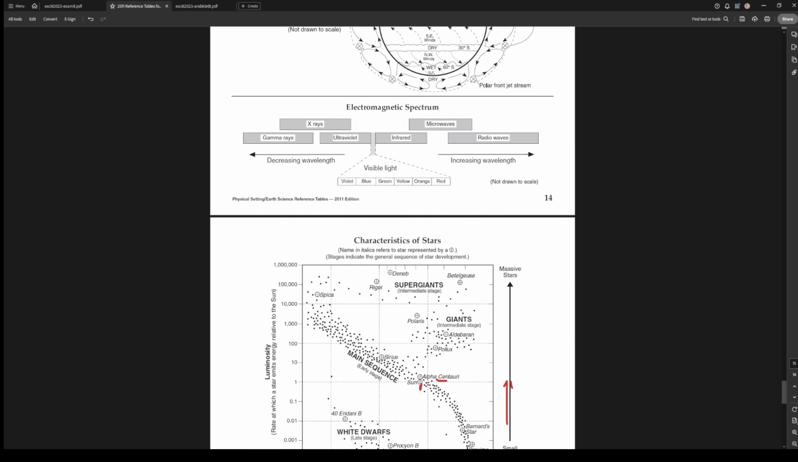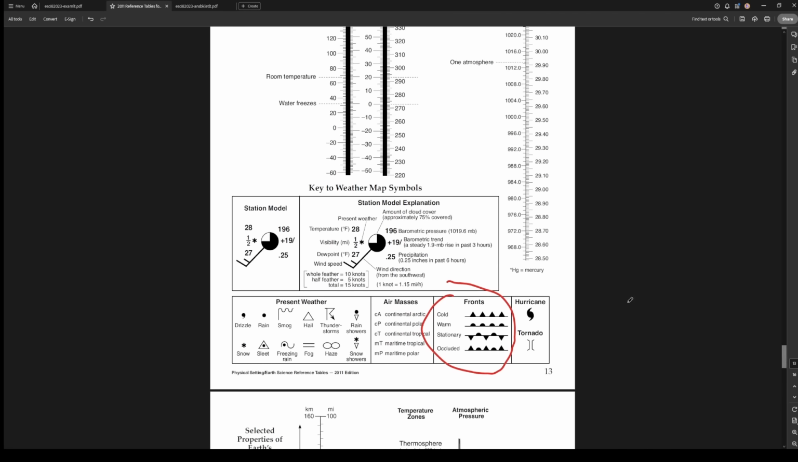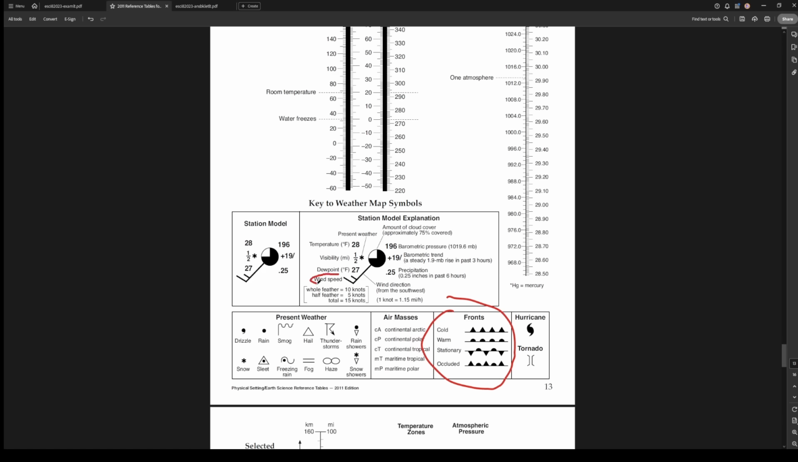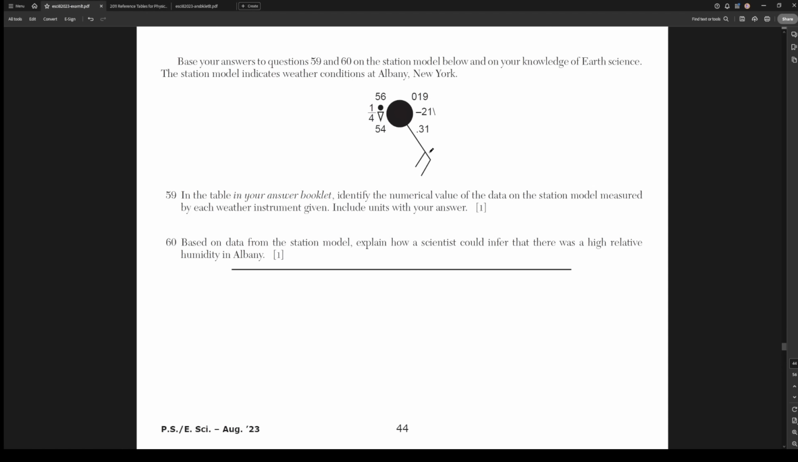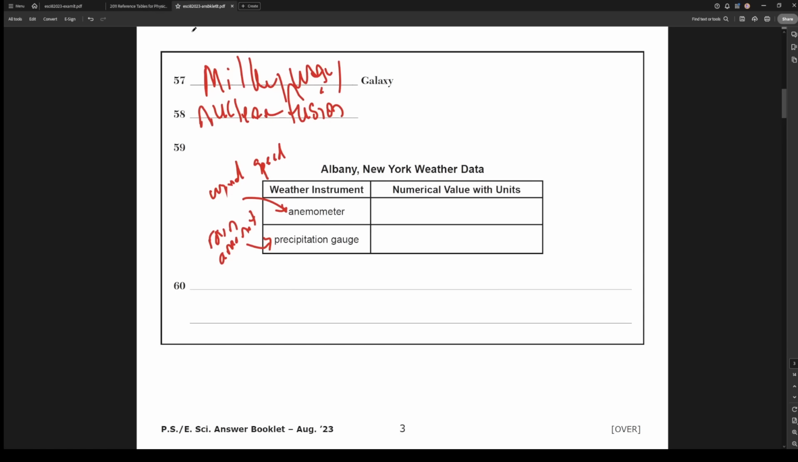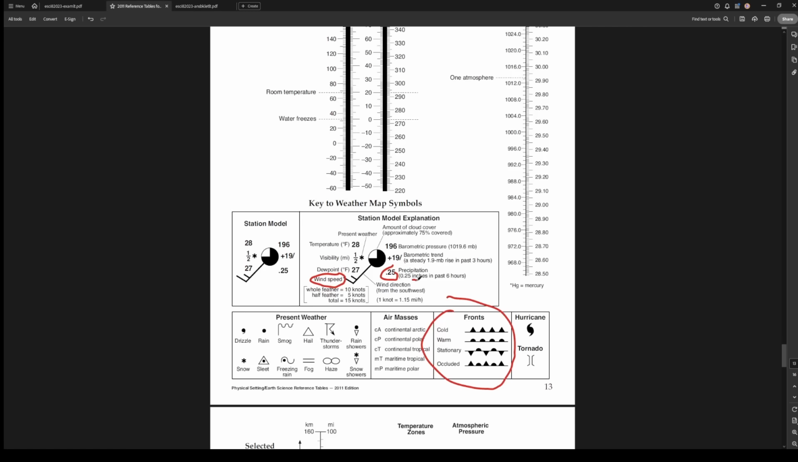So we're going to go here, weather station. So we need to get the wind speed and the precipitation. So precipitation's easy. It's going to be in the bottom right, 0.31. And it wants units. So let's check the unit on the reference table. Look, inches.